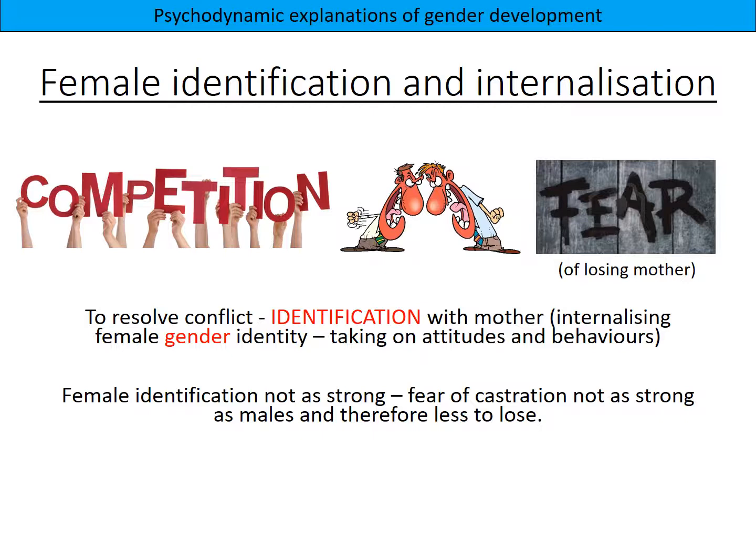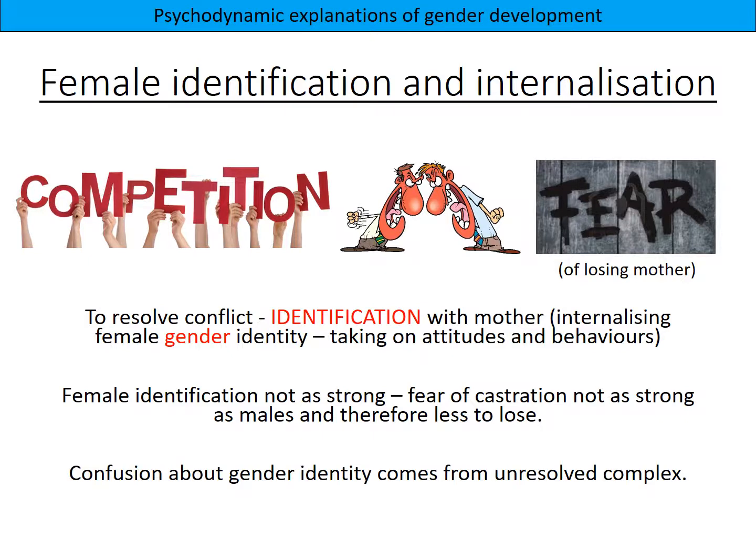Now Freud said that female identification was not as strong as male identification, and the reason is the fear of castration is not as strong with females than it is in males, because obviously the females believe they've already been castrated. So the fear for the Oedipus complex is the fear of castration. This fear is a little bit less severe. It's a fear of losing mother. She's got no reason to fear castration because she believes it's already happened. Therefore, she's got less to lose.